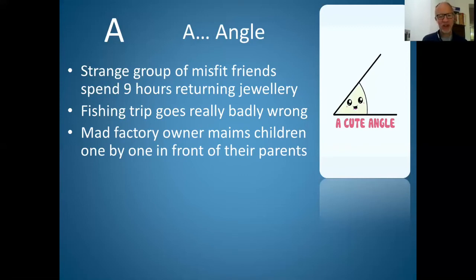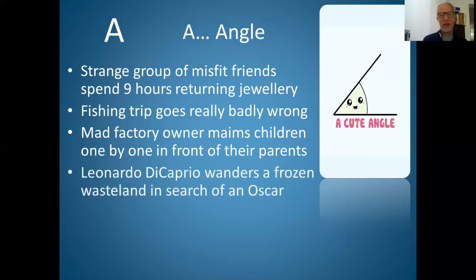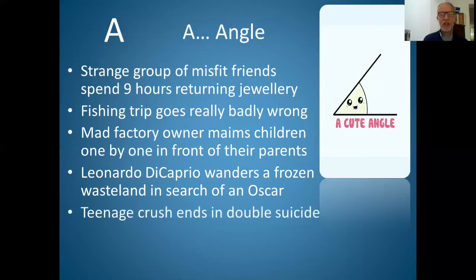What about this one? Leonardo DiCaprio wanders a frozen wasteland in search of an Oscar. These are all quite tongue-in-cheek, but any guesses what that is? It's a film. That is The Revenant. Teenage crush ends in double suicide. Very famous. Play, book, film. That's Romeo and Juliet.